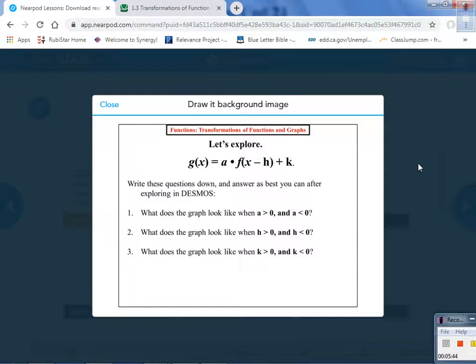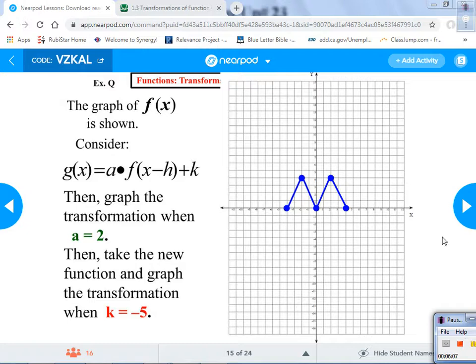So, if it's 2 of you, I want to see 6 questions with answers. Ready, go. Okay, here we go. Writing utensils down, look up to the screen. Here you go. Focus, please. Here it goes.